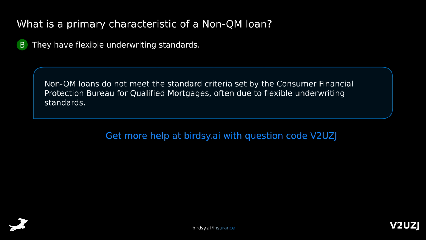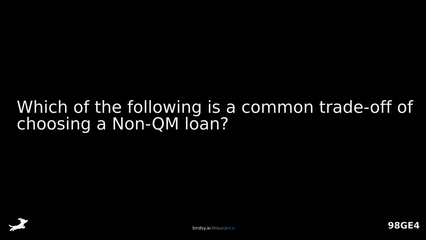Non-QM loans do not meet the standard criteria set by the Consumer Financial Protection Bureau for qualified mortgages, often due to flexible underwriting standards. Which of the following is a common trade-off of choosing a non-QM loan?